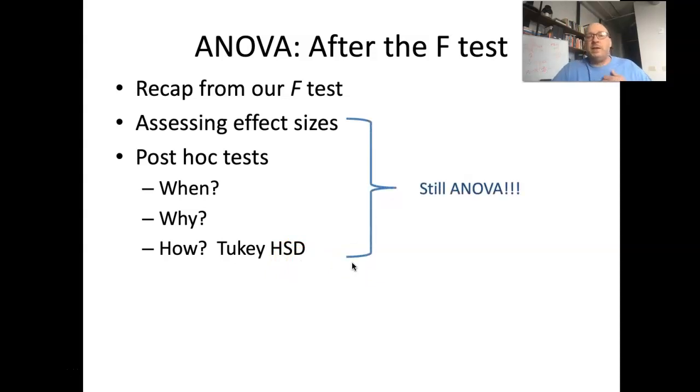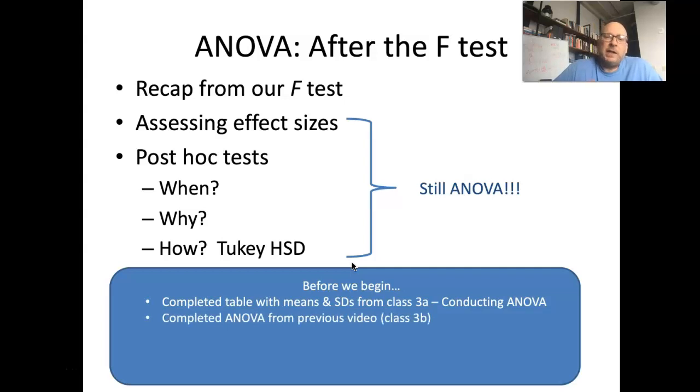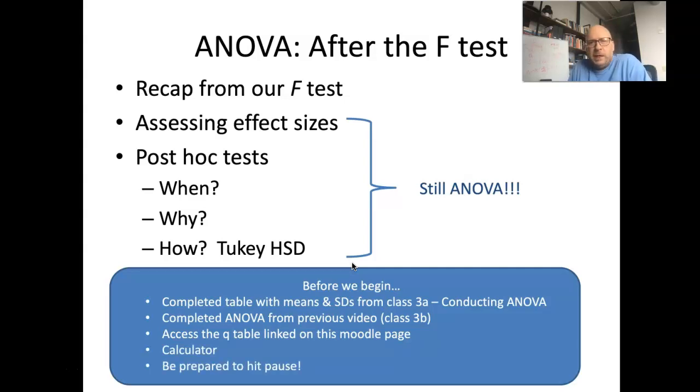So importantly, this is still ANOVA. And just because of the complexity of the analysis, it has more steps than t-tests. So anyway, before we begin, you might hit pause and make sure you're ready for this video. We need the completed tables from video 3A and 3B. We will introduce a Q table. This time it is in the same document with the F table that I linked on the Moodle page. And we'll do some calculations. And at some point you'll hit pause and maybe do some calculations yourself.